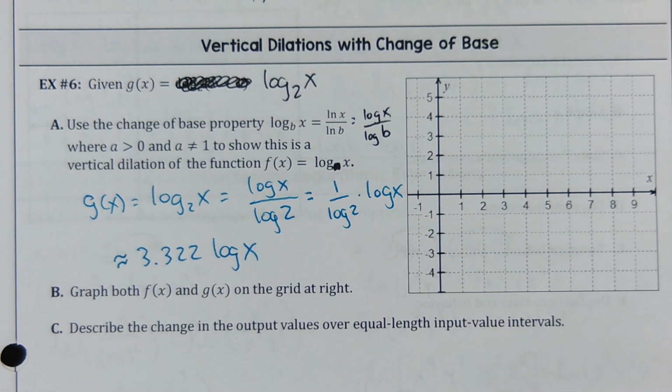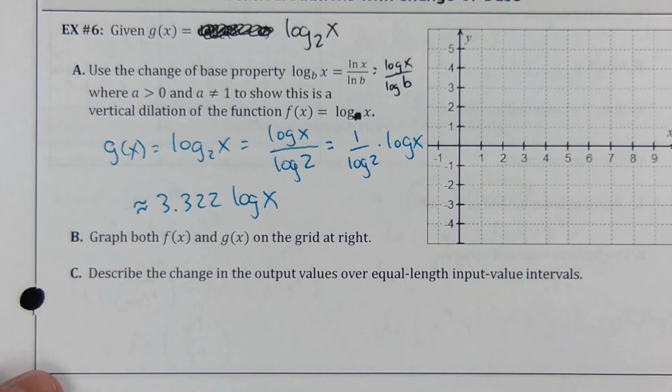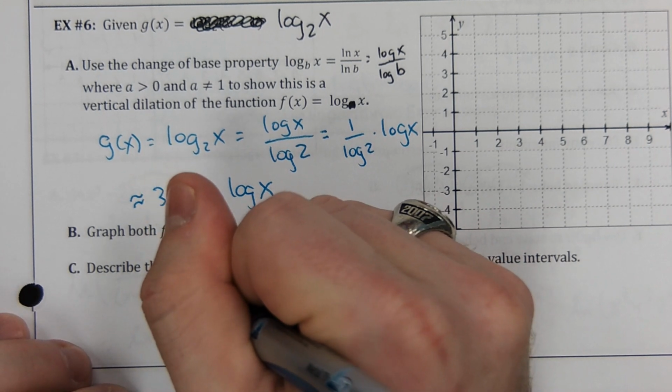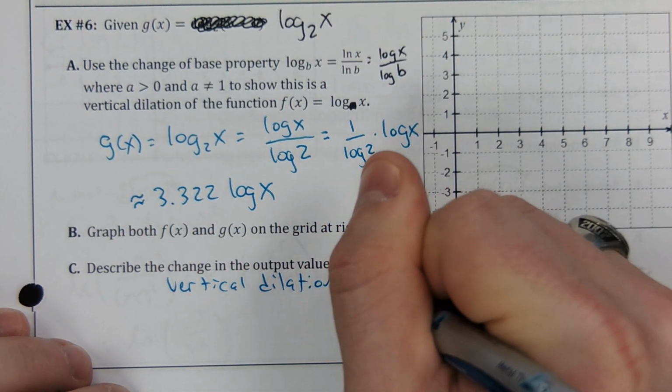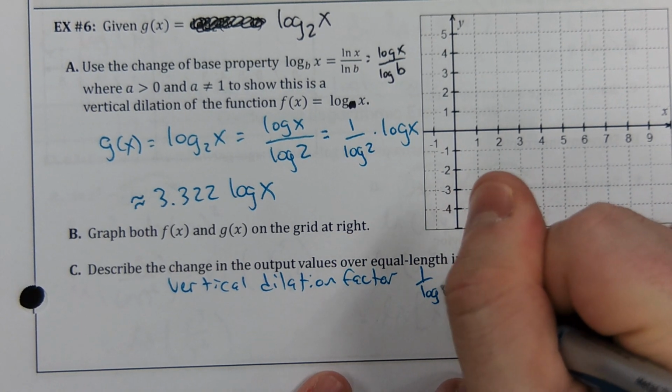There it is. Oh, look, a vertical dilation of log of x. How about that? Before I graph them, I do want to go ahead and write the rule again. And the description would be vertical dilation, factor, and you could write about 3.322, or you could just write 1 over log 2. Boom.